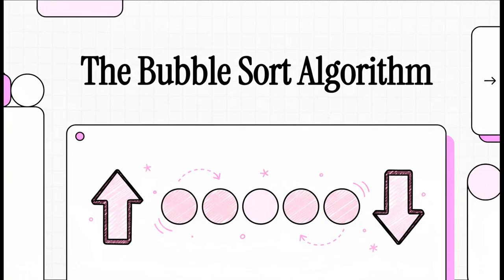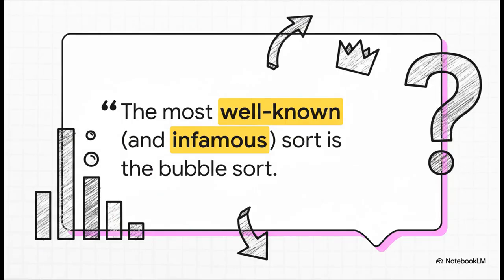Hello, and welcome. Today we're going to dive into one of the very first sorting algorithms that most programmers ever learn, the bubble sort. It's an absolute classic, but as you're about to see, it's got a bit of a reputation. This quote right here, it just hits the nail on the head.